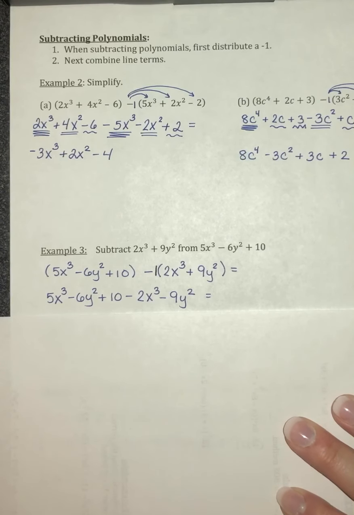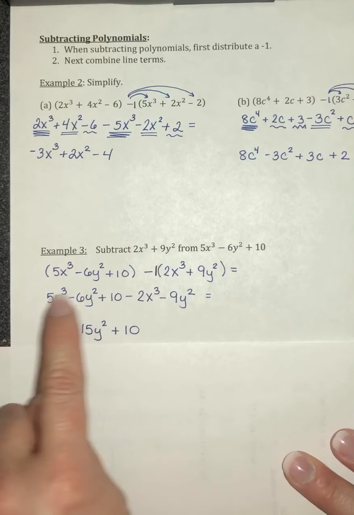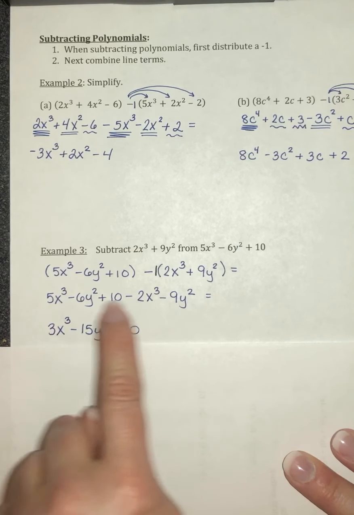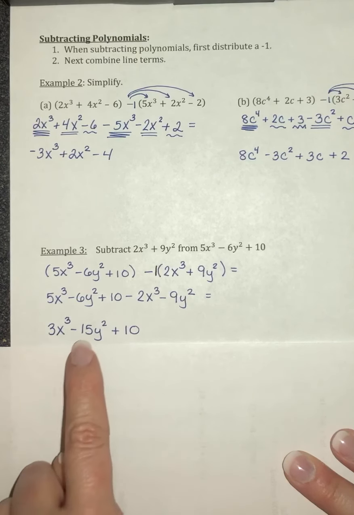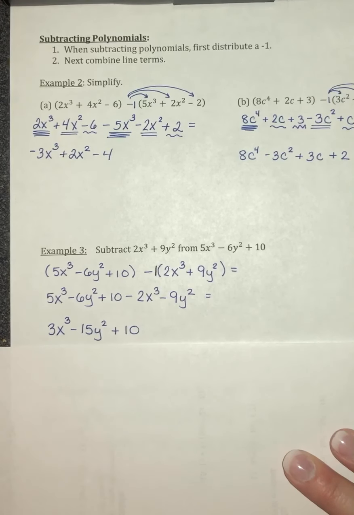Then it's just a matter of combining like terms. My cubed terms get combined to give me a 3x cubed. My y squared terms get combined to give me negative 15y squared. My constant term, there's nothing to combine with it, so it stays the same.